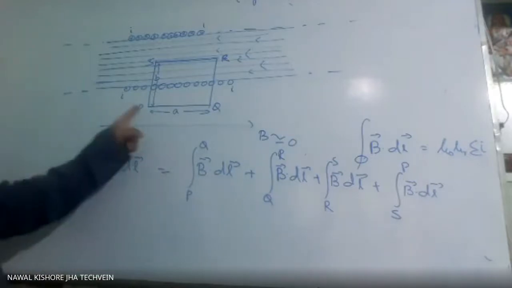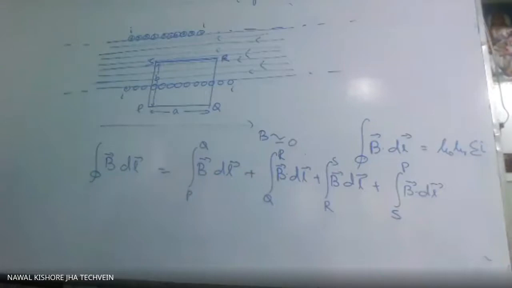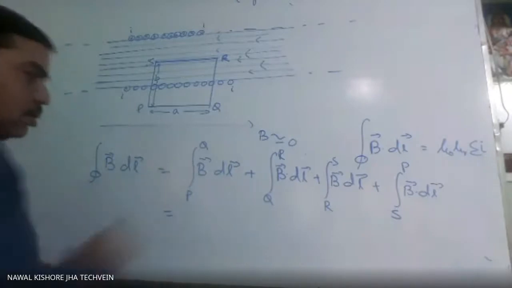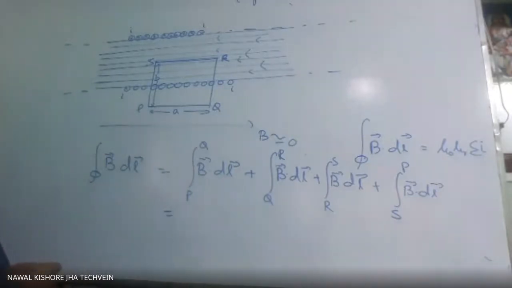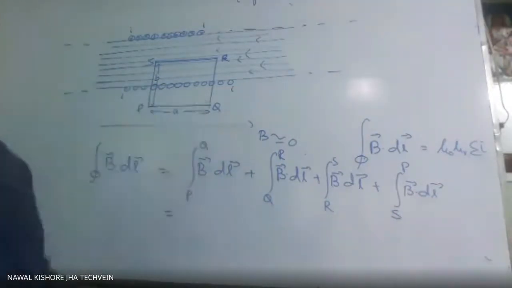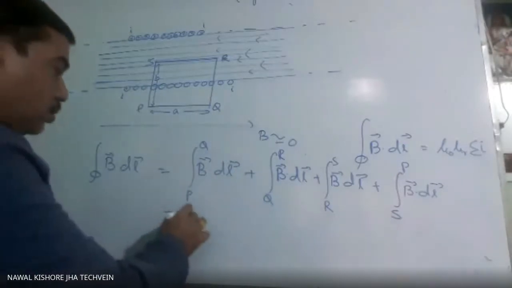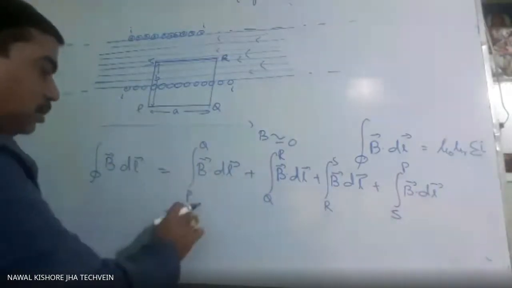Now, P to Q. What will be the integral of B·dl? Here, what is the value of B? B is almost zero. So it will be zero into A, that is zero only.